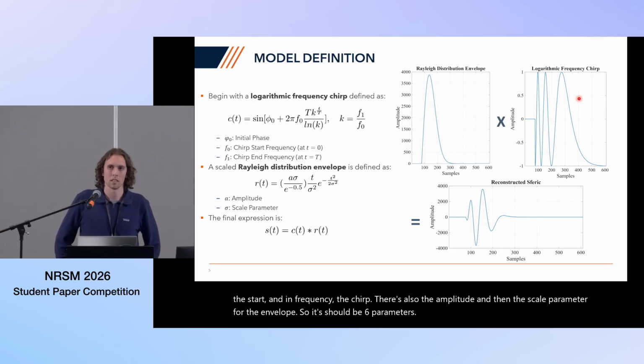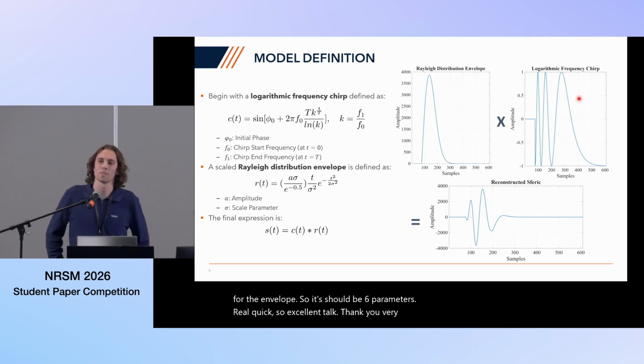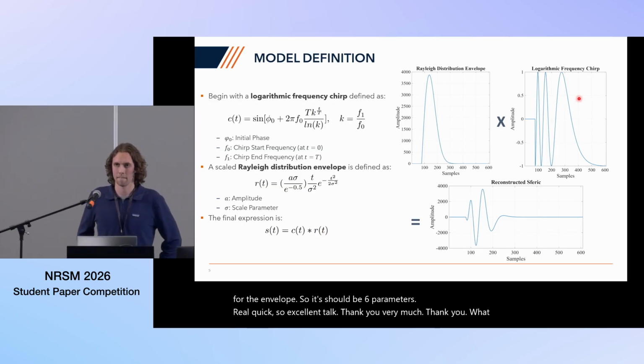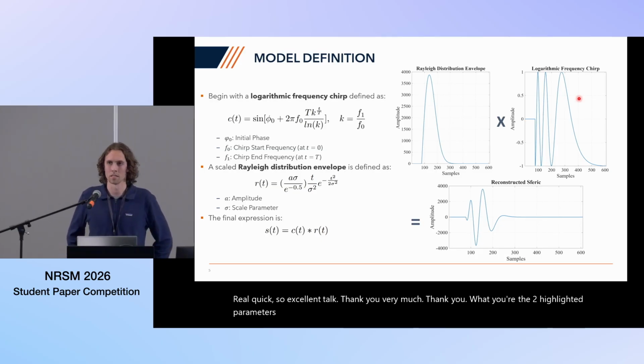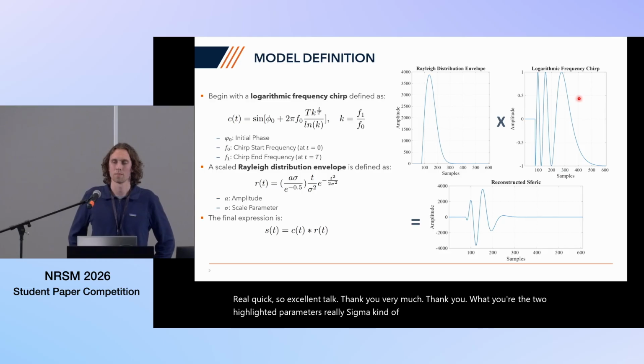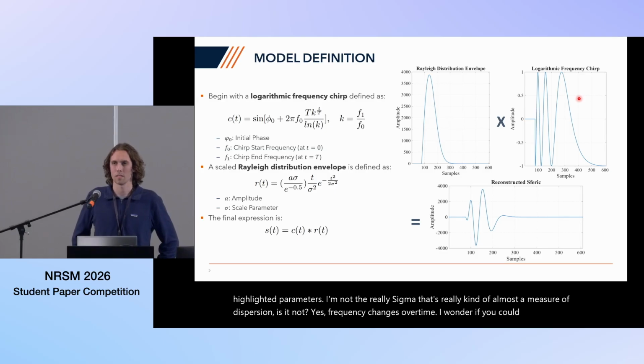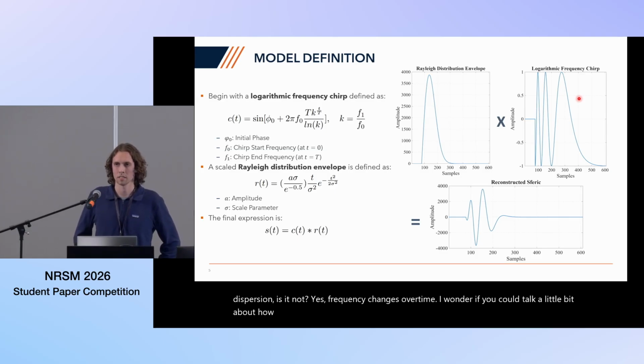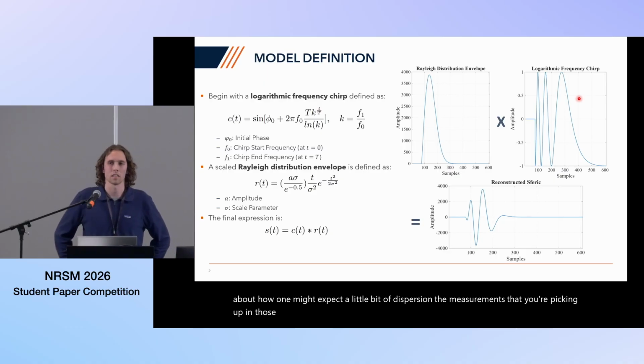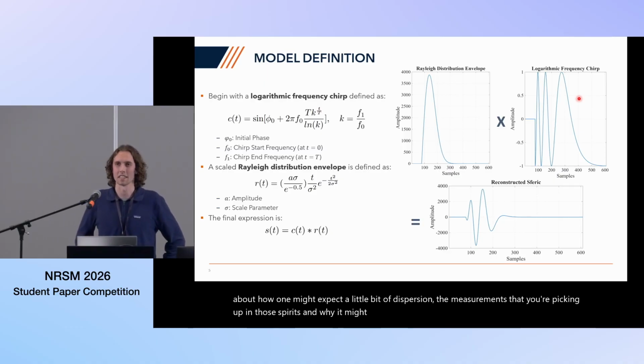Excellent talk. Thank you very much. Thank you. With the 2 highlighted parameters, F naught, but really sigma, that's really almost a measure of dispersion, is it not? Yes. So it's how the frequency changes over time. I wonder if you could talk a little bit about how one might expect a little bit of dispersion in the measurements that you're picking up in those spherics and why it might happen. Yes, that is an excellent question.